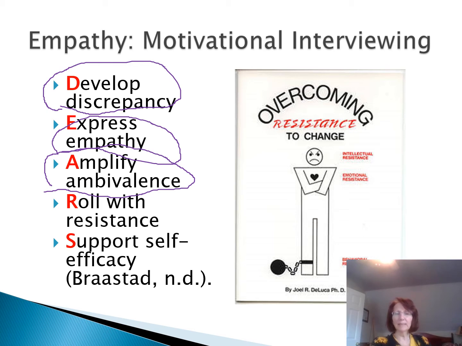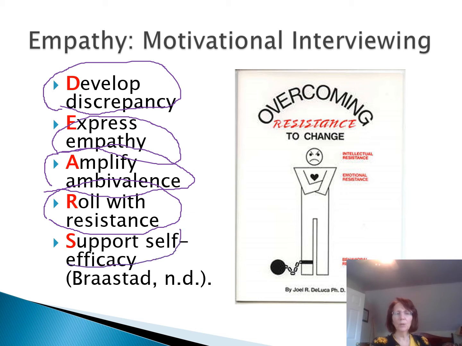Rolling with resistance is if they are unable to change. We have to look at what this means to them, the inability to change. Well, I'm an addict and everybody calls me an addict, so I might as well use. Well, it sounds like you've kind of labeled yourself as being an addict and that's how you feel about yourself and you really want to use. So why don't you tell me what using means for you?